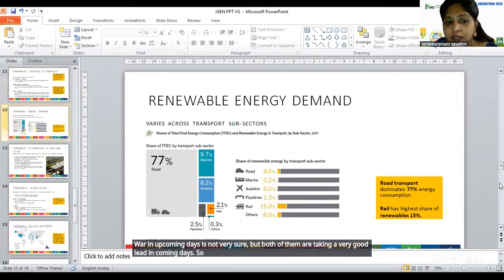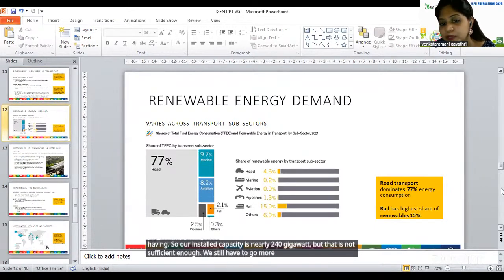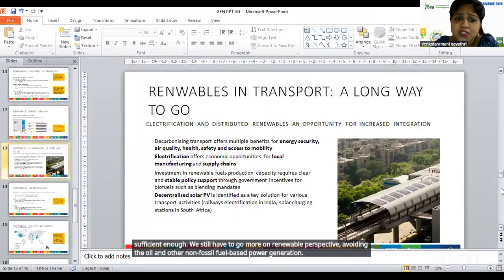So as I already told, we have a higher demand, because now we have nearly 25% of demand over the generation that we actually have. Our installed capacity is nearly 240 gigawatt, but that is not sufficient. We still have to go more on the renewable side, avoiding oil and other fossil fuel-based power generation. So this is all our demand.